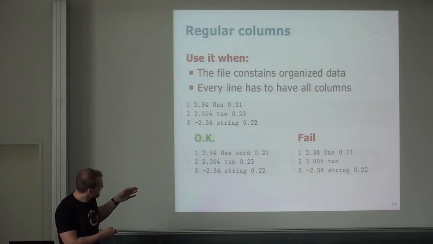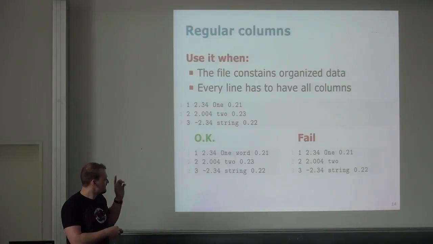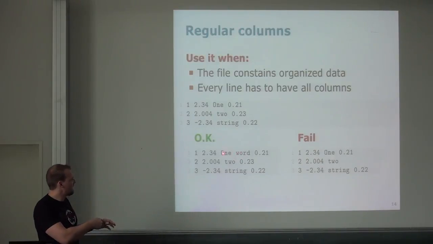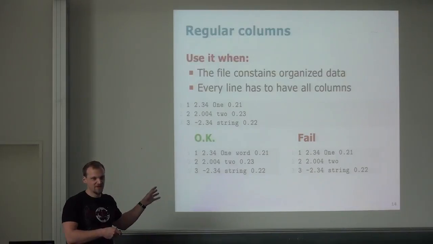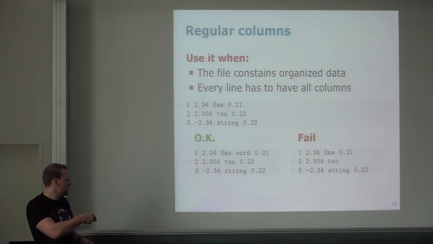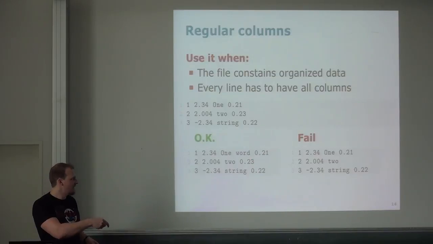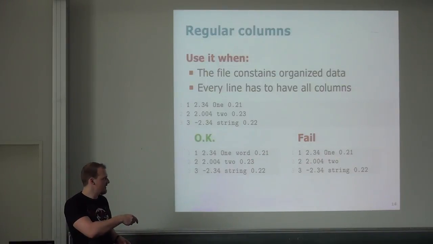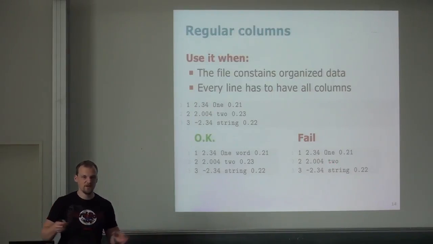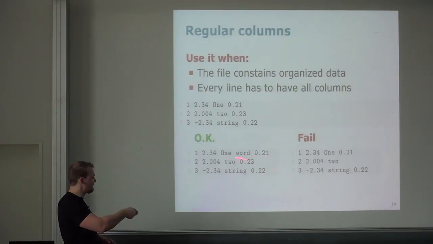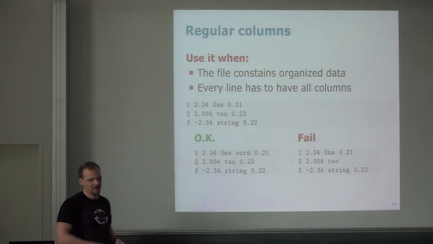Wait, this is wrong. Sorry, I have to change the slide. So let's assume there is only one over here, so no word. The idea is that it has to always be the same style. It has to be integer, double, then string, then double. And in this case, for example, it's going to be an integer, a double, a string, and then nothing, and then you break the whole thing. So you can read files like these, but you cannot read a file like this.